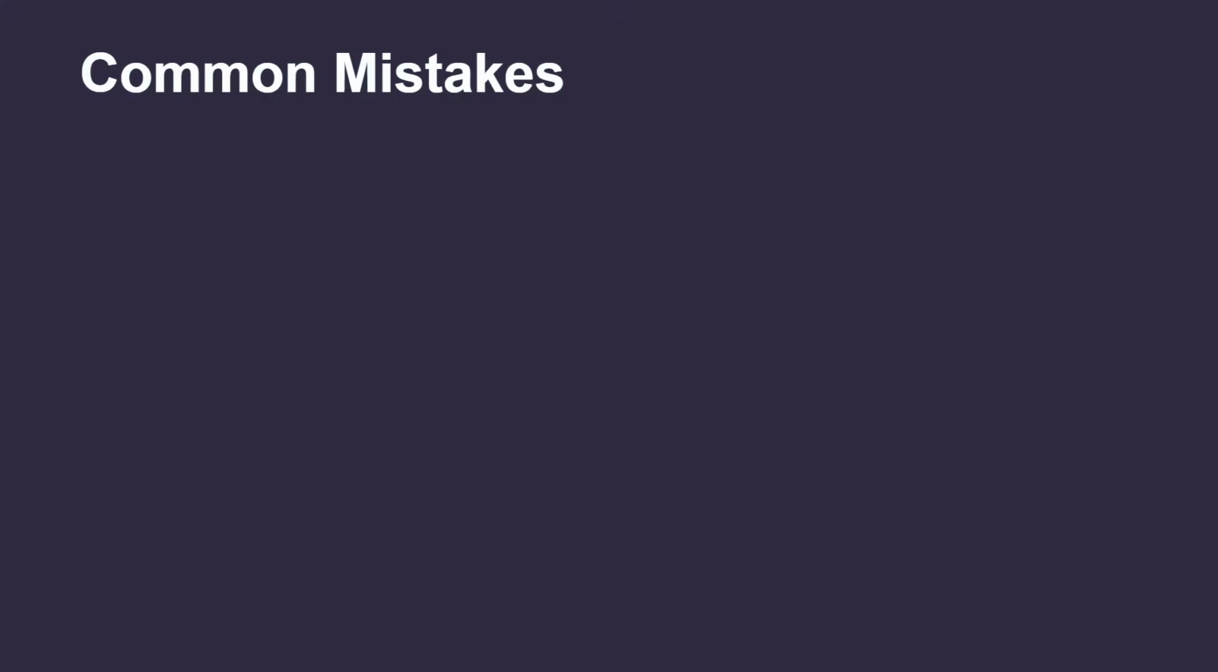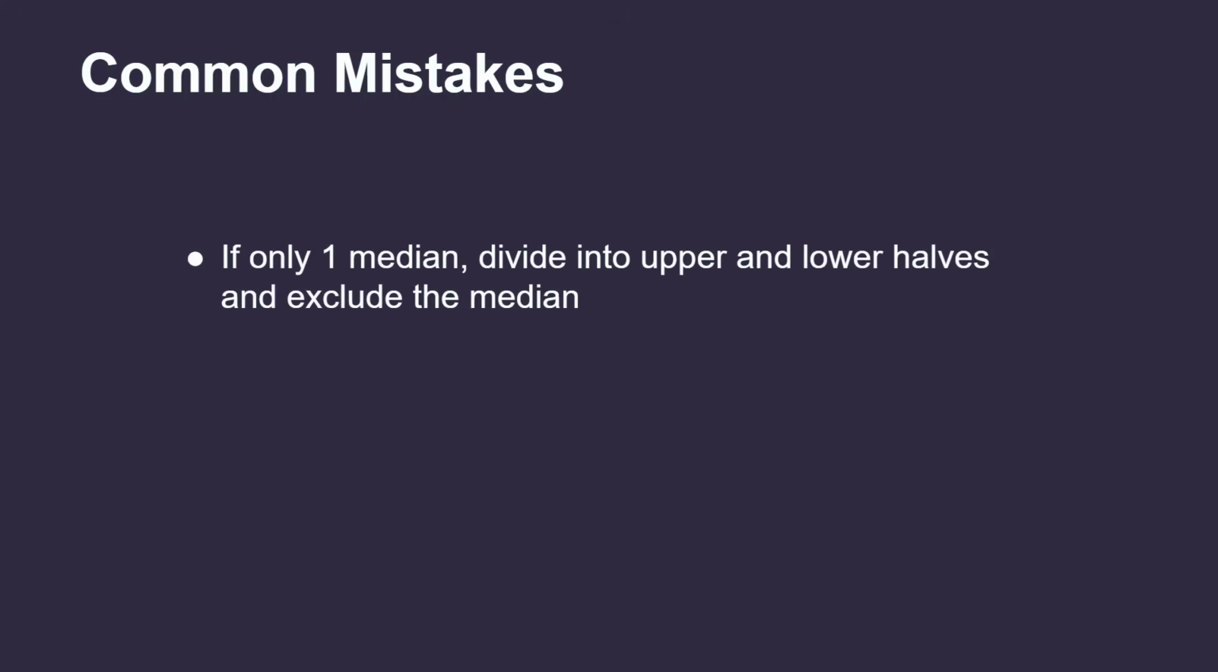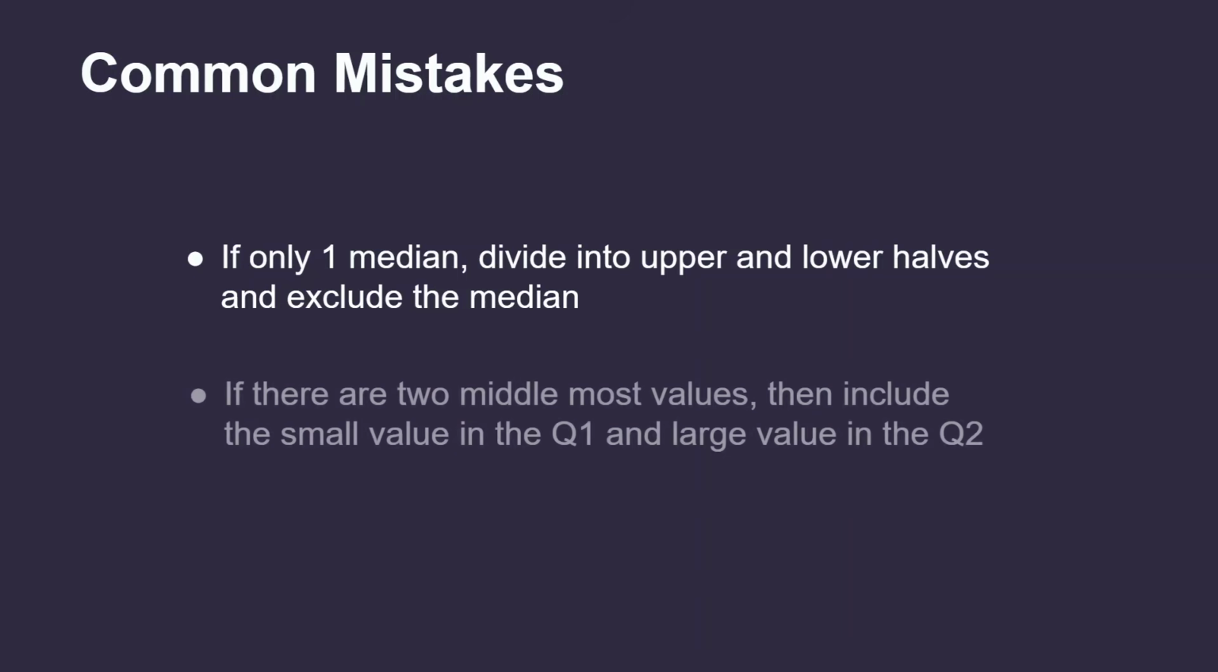A common mistake that students can make when computing numerical summaries of quantitative variables is forgetting to include the lower median and the upper median in Q1 and Q3 respectively. To avoid this mistake, we must ask ourselves if we have 1 or 2 medians. If we have 1 median, simply divide the data into upper and lower halves before and after the median, exclusive. However, if there are 2 middle values, then include the small value in Q1 and the large value in Q3.